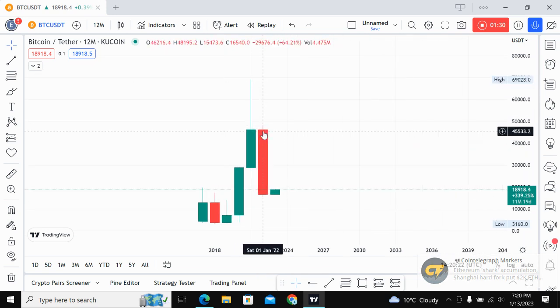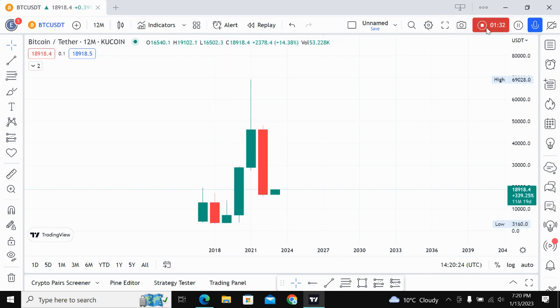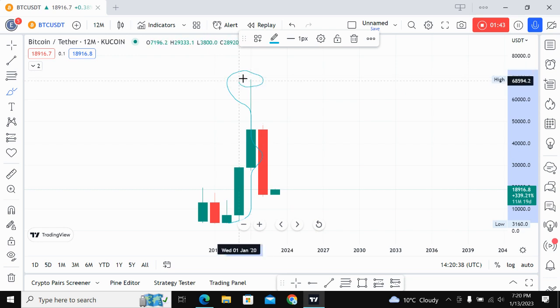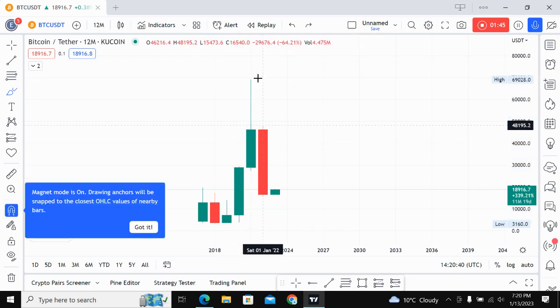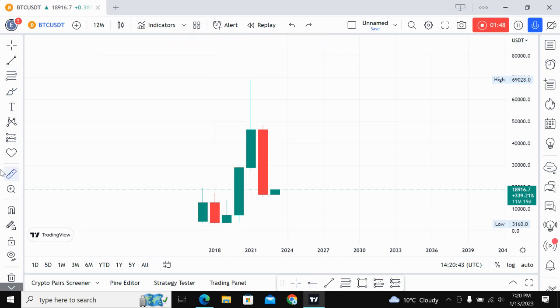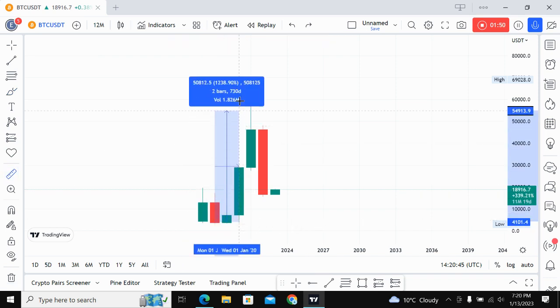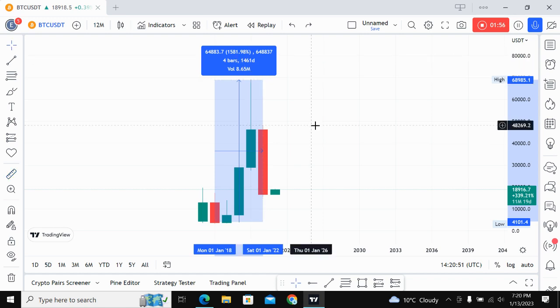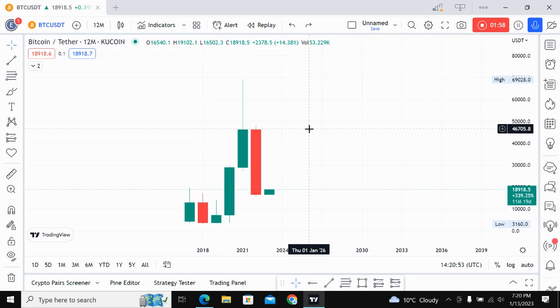So 3 years have passed and Bitcoin has been moving up. You can see from $3,160 to $69,000, which is a very big move. You can see from here, Bitcoin has achieved a profit of 1581% in 3 years, which is insane.